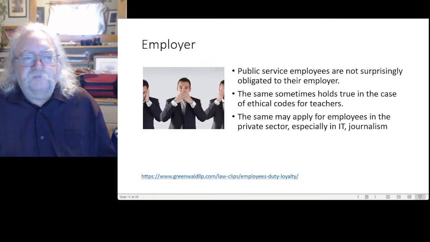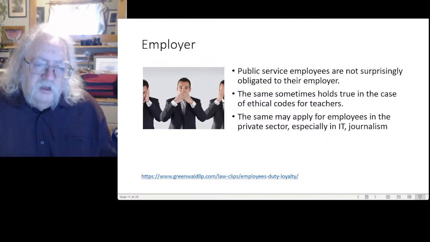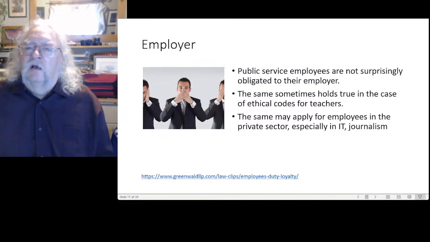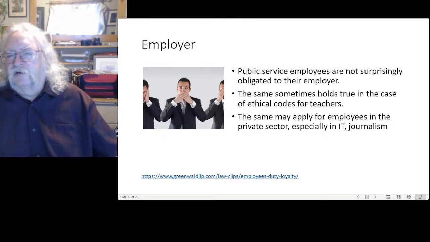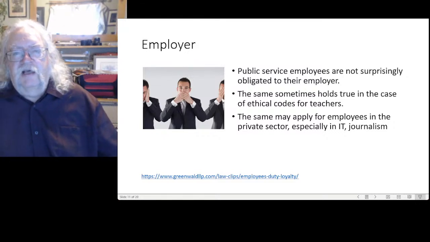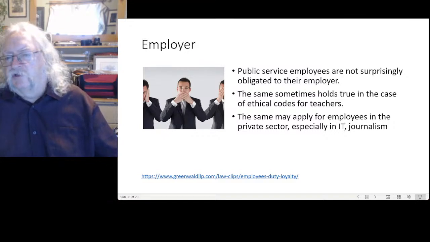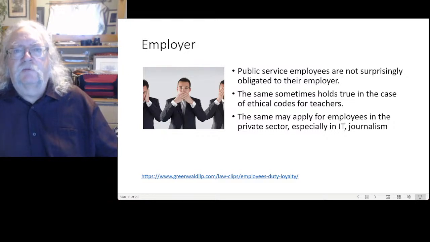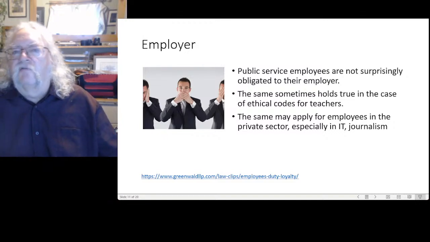Another class of objects of ethical principles is the employer. And here what we have are cases where ethical codes state that the worker or the professional has an ethical obligation to their employer. This is often referenced as an employee's duty of loyalty. And it's most clear in public service ethics. Certainly I've seen that expressed in our own declarations of public service ethics in the Canadian government.